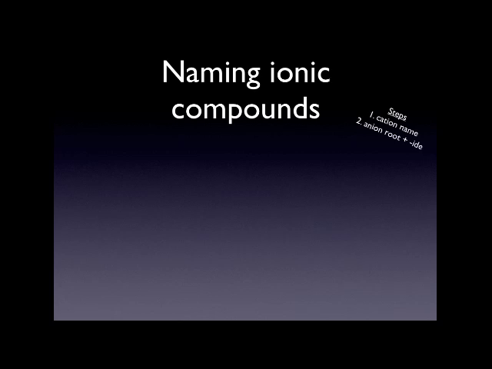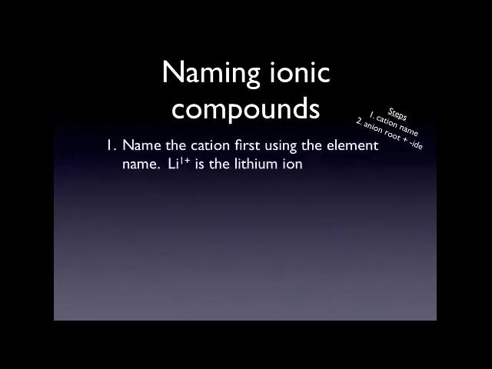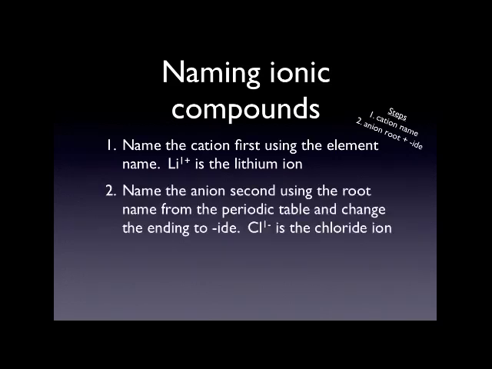And then we can go backwards the other way, naming compounds from the names, or writing names from the compounds. 2 simple rules for that. Name the cation first, using the element name. So Li+1 is just called the lithium ion because the name of the element Li is lithium, just like it is on the periodic table. And in this case, it's an ion, so we add ion on the end of it. Easy. Lithium. The second one, you take the root name from the periodic table, you change the ending to IDE. Generally, you're just taking off the last syllable of the name and changing it to IDE.